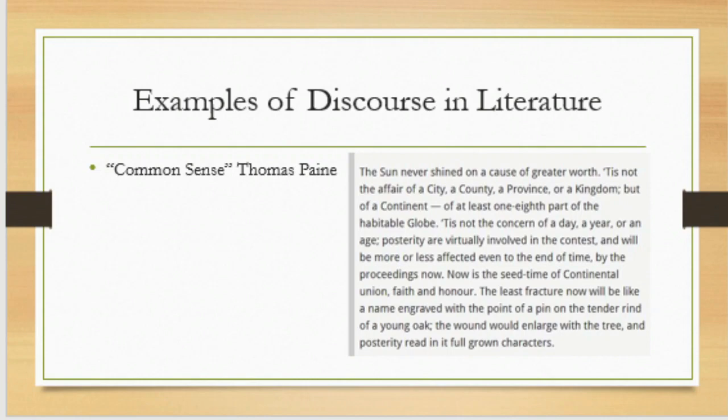Thomas Paine's Common Sense is an excellent example of transactional discourse. In his essay, Paine lays out the reasons that the American colonies should rebel against Great Britain. Paine relies mostly on the discourse of argument, but also calls on the emotions of his readers in this passage by asking them to think of how much territory is at stake. And Paine uses literary devices such as imagery and simile, as in invoking the image of the colonies as a young oak.